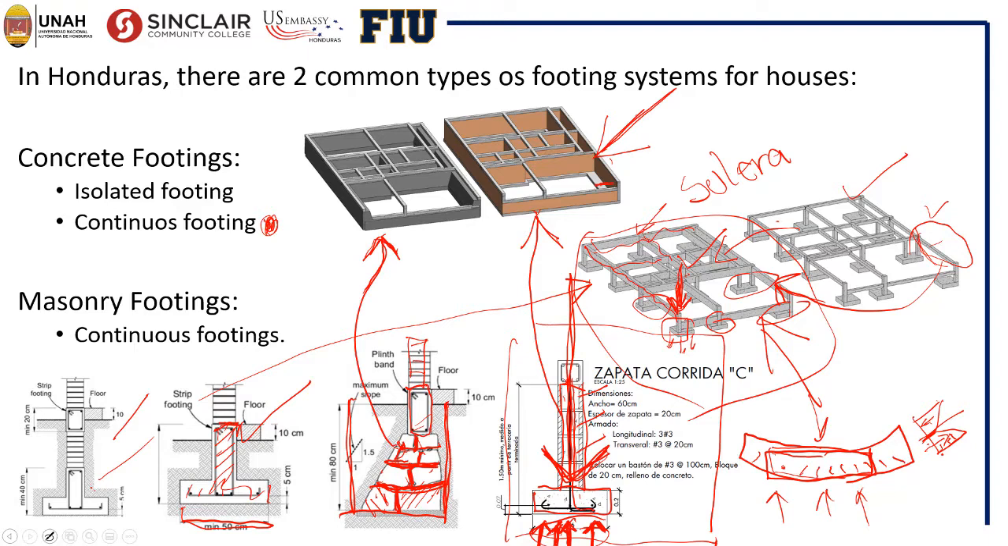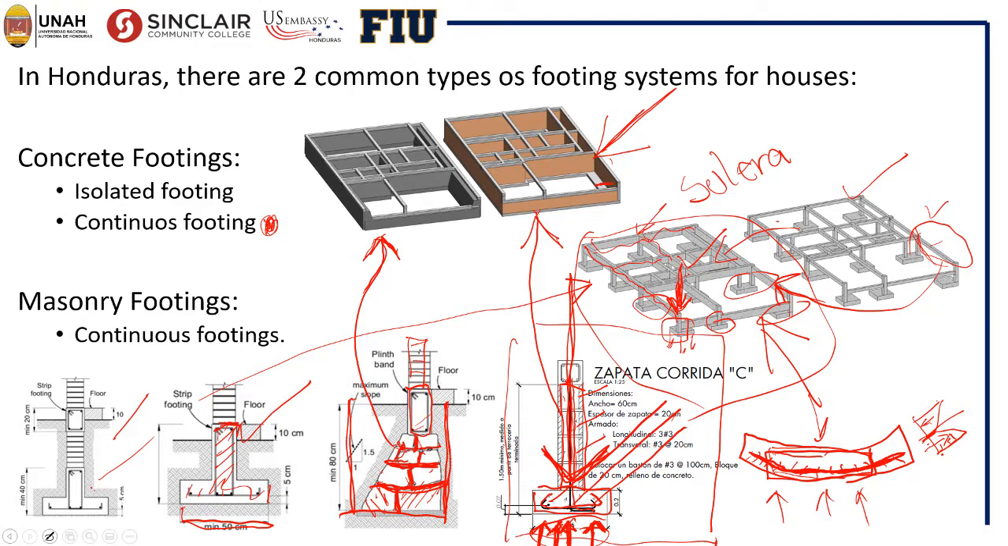These tension stresses will cause some little cracks, and to control these little cracks and to give strength to our footing systems, we need to put a rebar in this direction. This rebar is the one that you see here, and we also need some longitudinal rebar that goes in this direction.